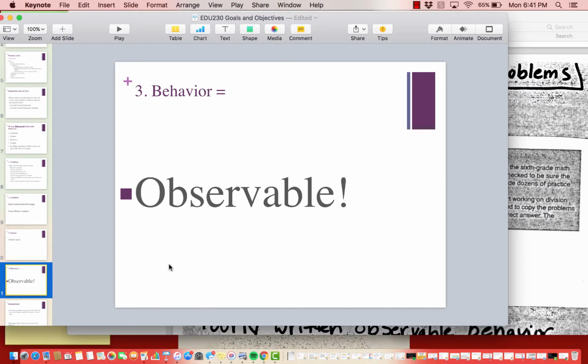The third is the behavior. The number one thing that trips people up with this skill is making sure that the behavior is truly observable. And knowing if something is observable really requires you to picture what it looks like and if it would look the same no matter who was looking at the behavior.